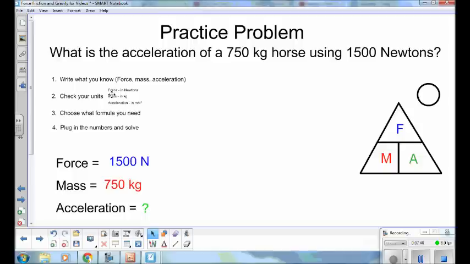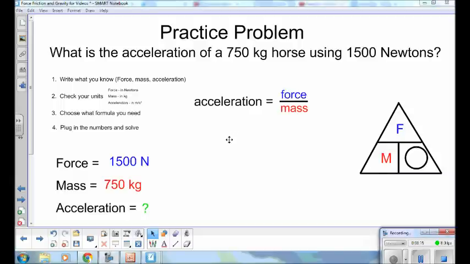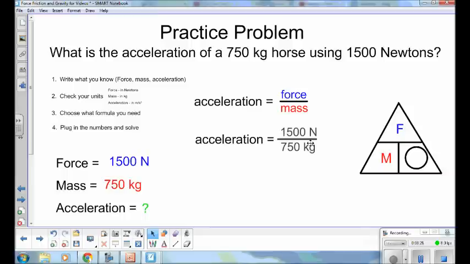So I'm going to go back and check all my units: force is in newtons, mass is in kilograms, and acceleration is my unknown. So I'm going to go back over to my nifty triangle. I'm going to cover up acceleration, and I can see that acceleration is equal to force divided by mass. So I'm going to write that down. Acceleration is equal to force divided by mass. Now what I'm going to do is plug in my numbers. My acceleration is force divided by mass. So my force over here I've written down as 1500 newtons. My mass is 750 kilograms. And then I'm going to go ahead, plug in my numbers, and solve.